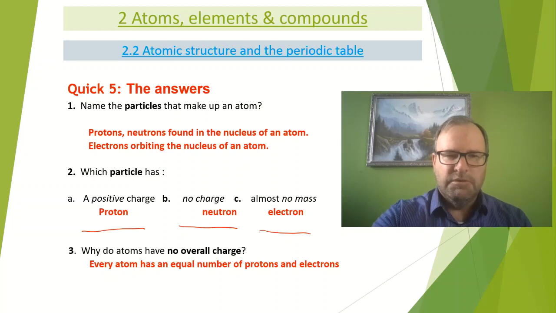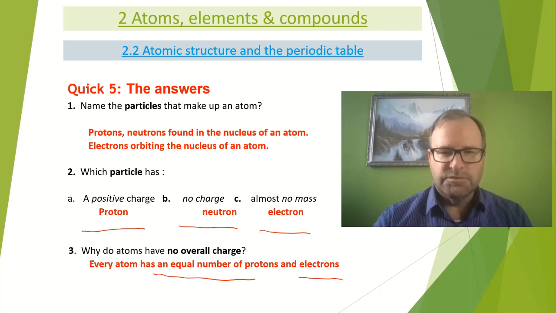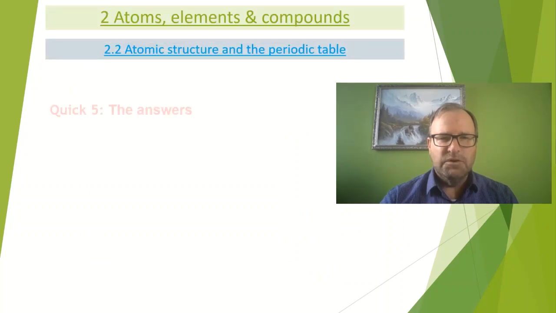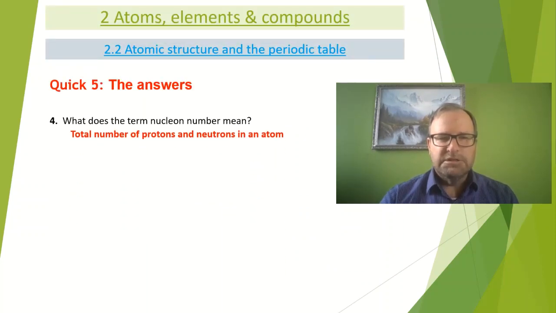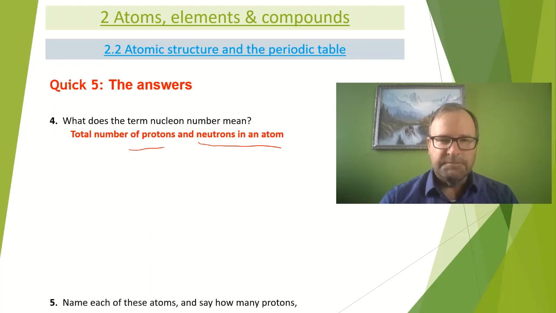Answer to question 3, why do atoms have no overall charge? Basically, we have an equal number of protons and electrons, which gives an atom a neutral charge. Answer to question 4, what does the term nucleon number mean? It is the total number of protons and neutrons in an atom, at the nucleus of an atom. Remember, that's where the bulk of the mass of an atom is, within the core of the nucleus of an atom. So far, with our knowledge and understanding of what an atom actually is.